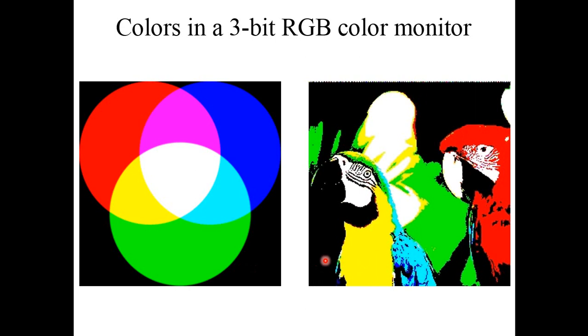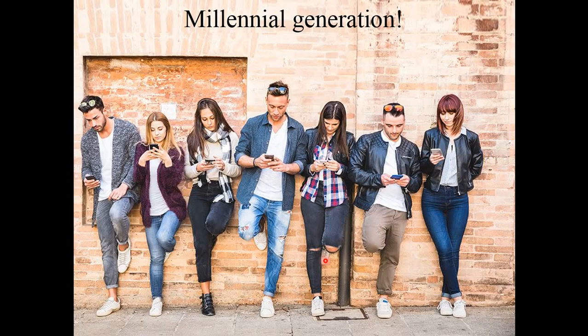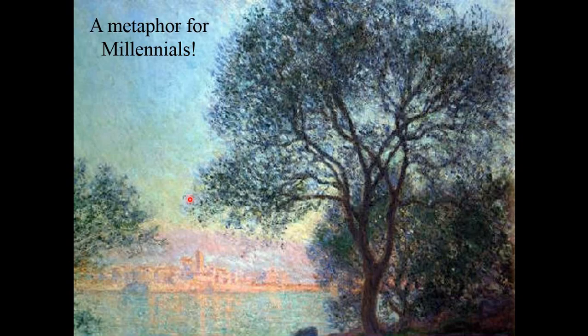How was it possible to make pixels which could show many different colors, like the ones that we require to display this impressionistic picture, for example?